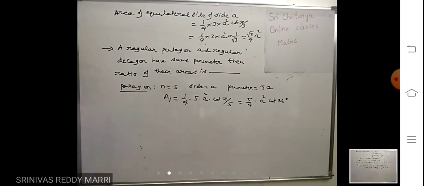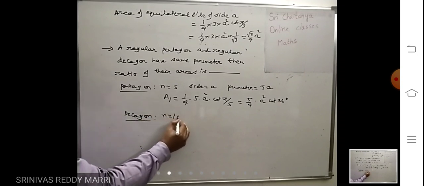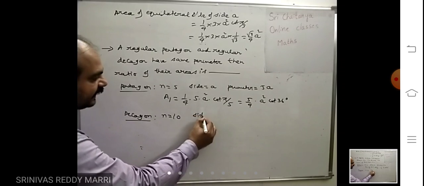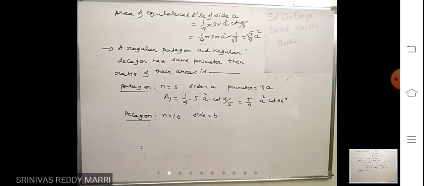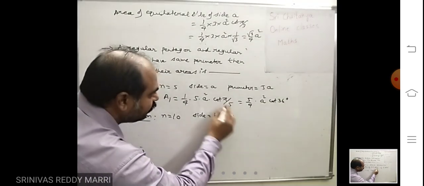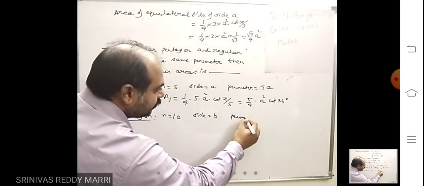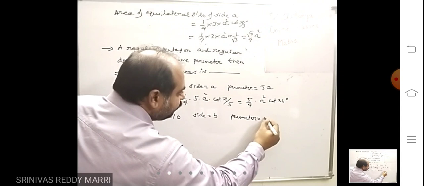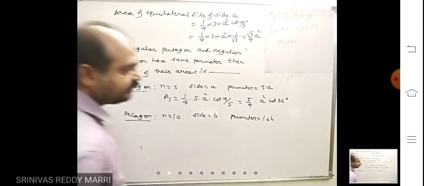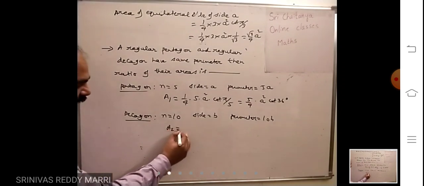Now, if you look here, decagon. Decagon means n equal to 10. Let us say the side length, taken differently, is b. Different side, right? So the perimeter will be what? Don't take a again because they are not equal. Perimeter is nothing but 10b, right? There will be 10 sides and each side length is b. So 10b.